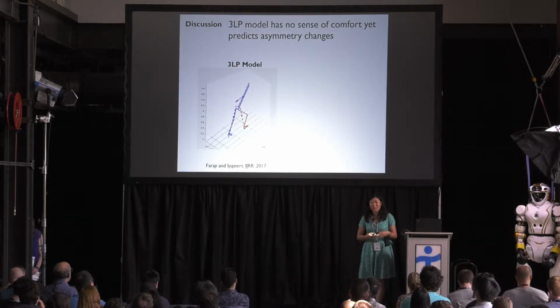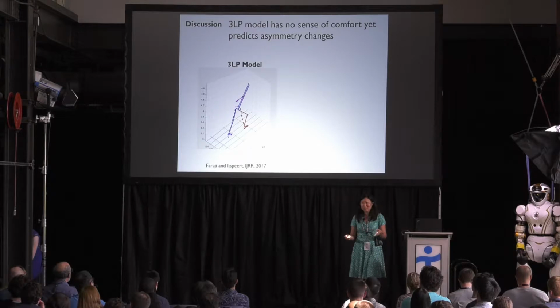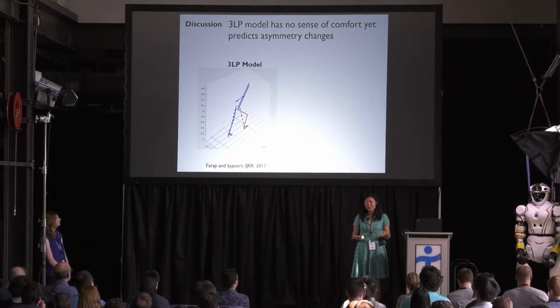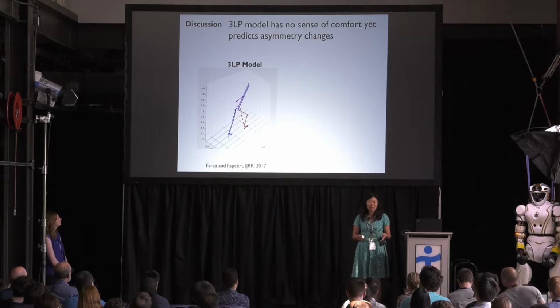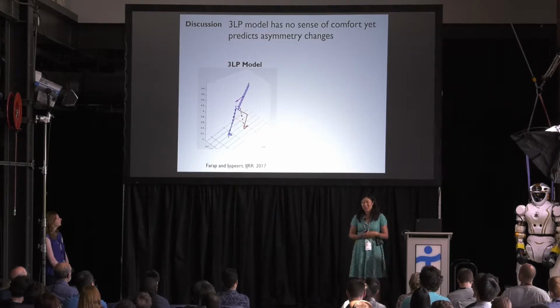Our 3LP model, which I will talk more about later, there's actually no sense of comfort in this model. It's purely mechanical based, but still you would see the same asymmetry come out of this model. So there's more to this story, so that perhaps there's a mechanical advantage for having the asymmetry between the legs.